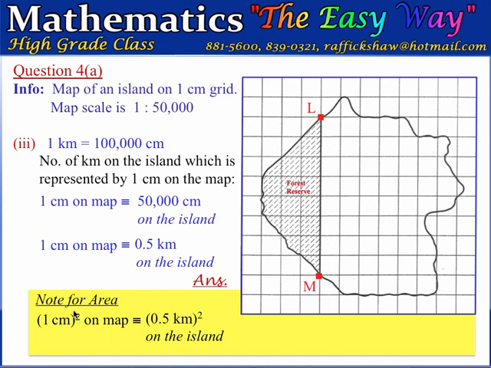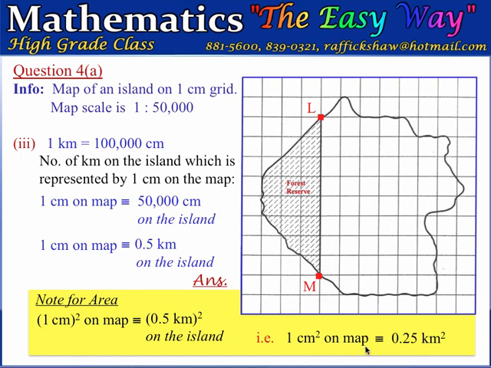1 centimeter all squared will therefore be equivalent to 0.5 kilometers all squared. And when we finalize that calculation, the 0.5 squared will give us 0.25 kilometers all squared. And so we now have the relationship for area. This is a relationship for distance, and now this is a relationship for area. 1 centimeter squared on the map is equivalent to 0.25 kilometers squared. This information we will need in the last part of this question.